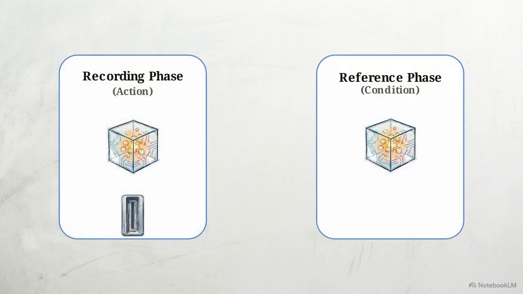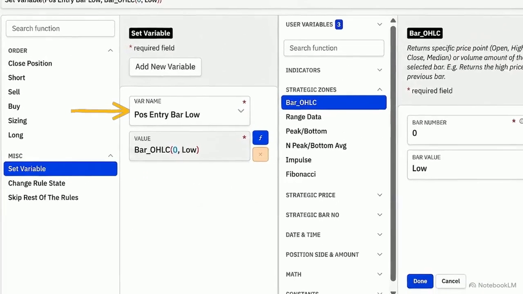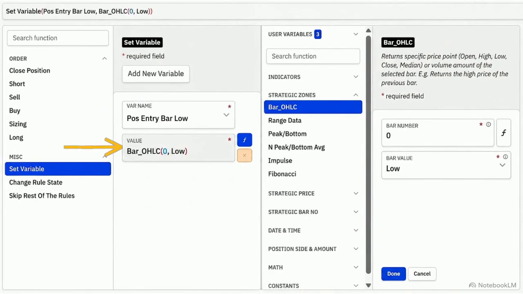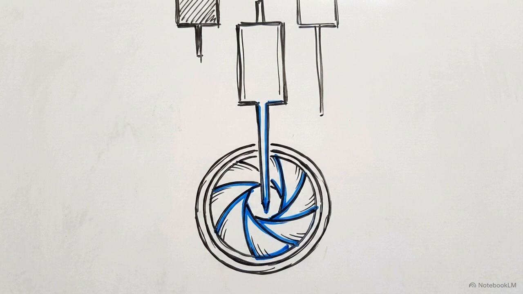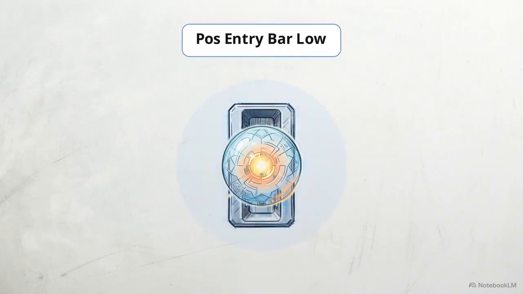Standard variables require a linear logic. You must record a value with an action before any subsequent condition can use it. Under the MISC menu, select the Set Variable function. This action triggers the moment a long position is initiated. Next, select Position Entry Bar Low as the target and set the value to read the current bar's low price. Every time this rule executes, it snaps a record of that specific price data, overriding the variable so that the most recent entry information is ready for use.